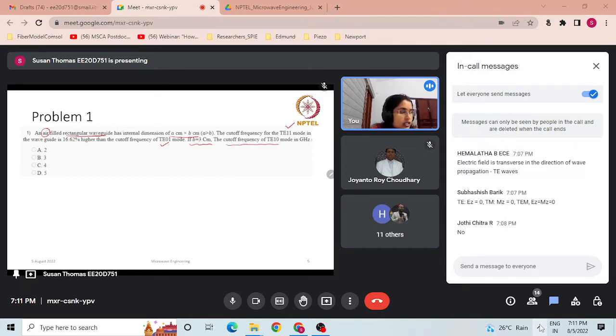Let us first understand what cutoff frequency is. Could anybody tell me what the cutoff frequency of the waveguide is? What could you understand about the cutoff frequency?